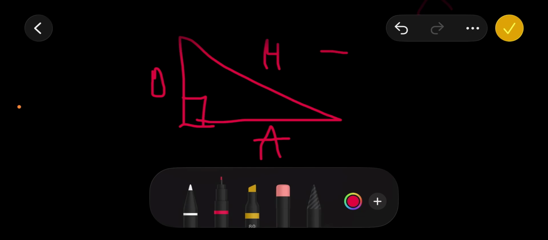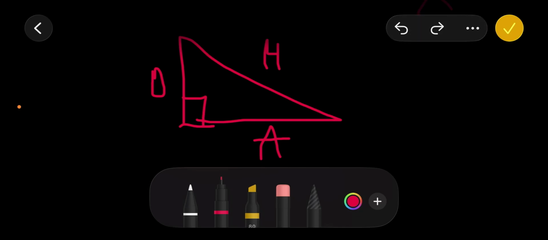And finally, we have the tangent. The formula for it equals the opposite over the adjacent. So if we have an opposite of 3 and adjacent of 5, again, the formula will be 3 over 5 for tangent. And guys, that's all of them.